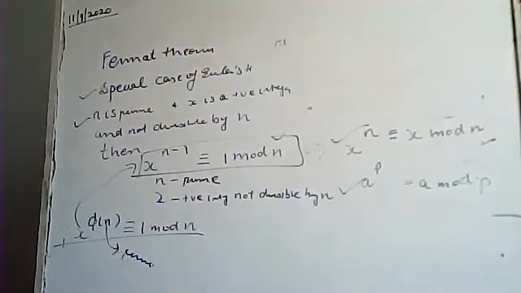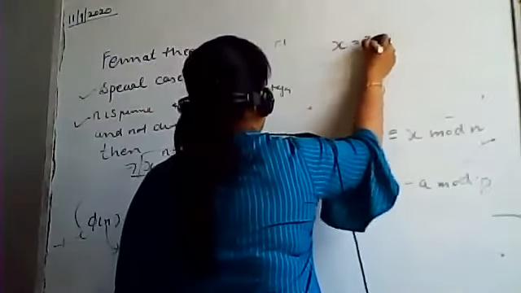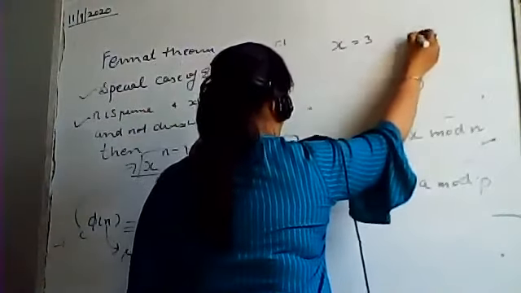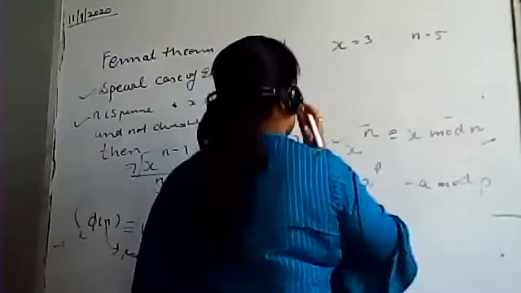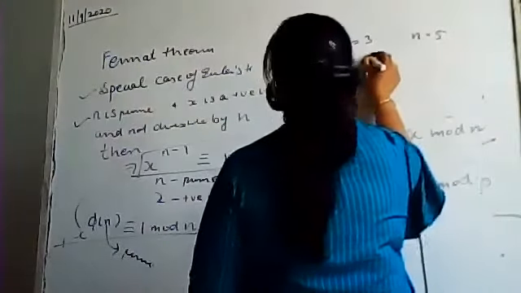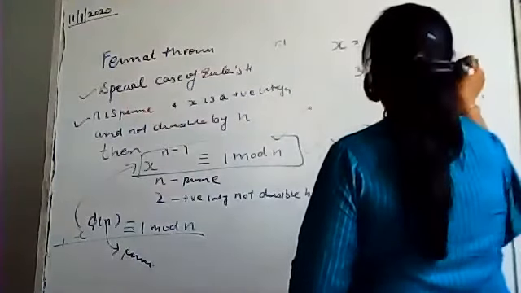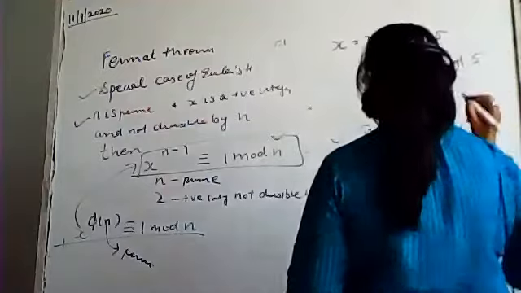Okay. Now let's suppose we have a value for x equal to 3 and a value n equal to 5. So what will we get if we equate this particular value, that is 3 raised to power 5 minus 1 congruent to 1 mod 5.